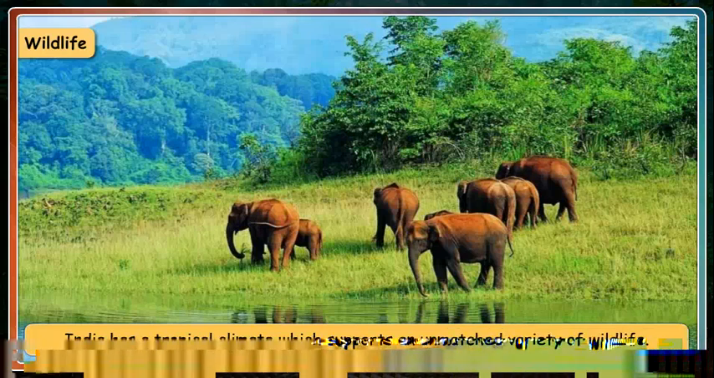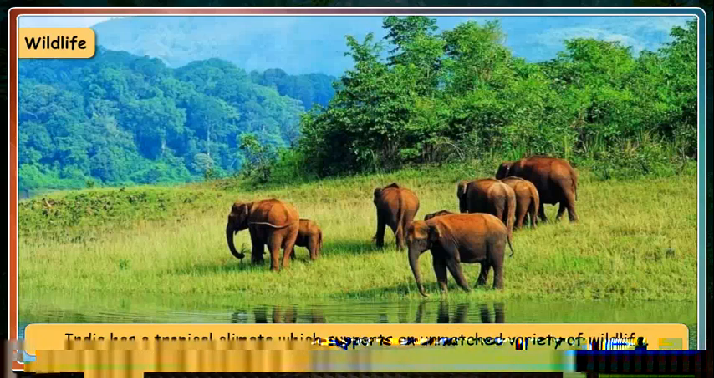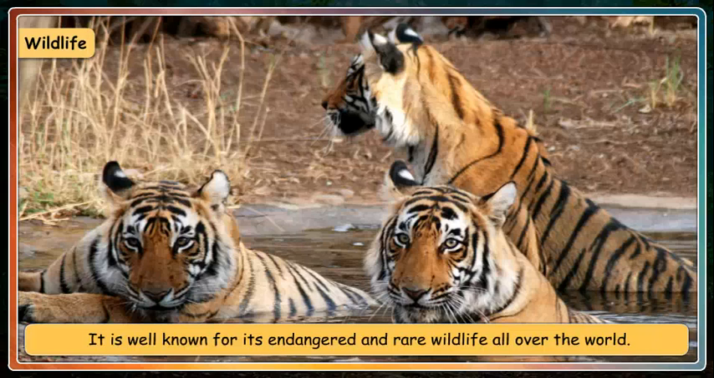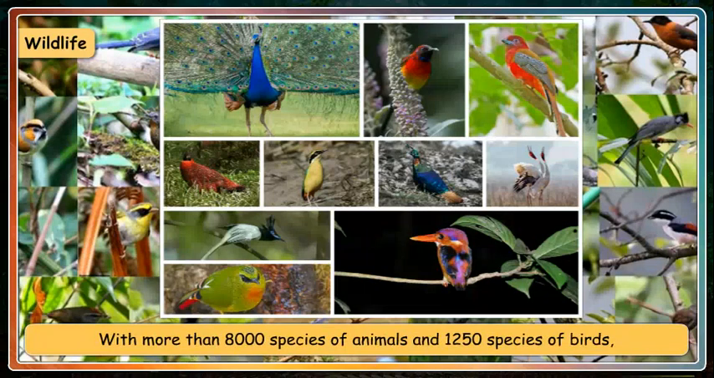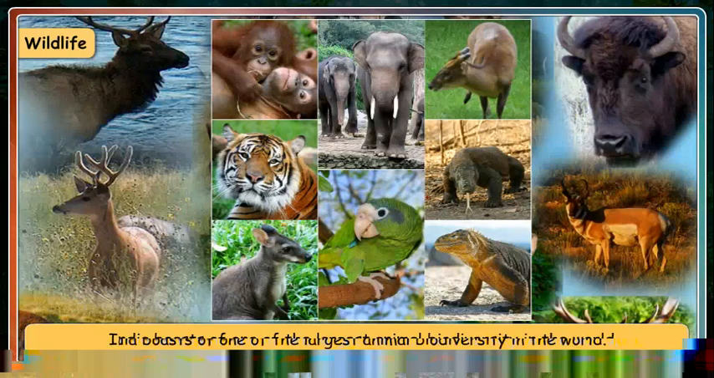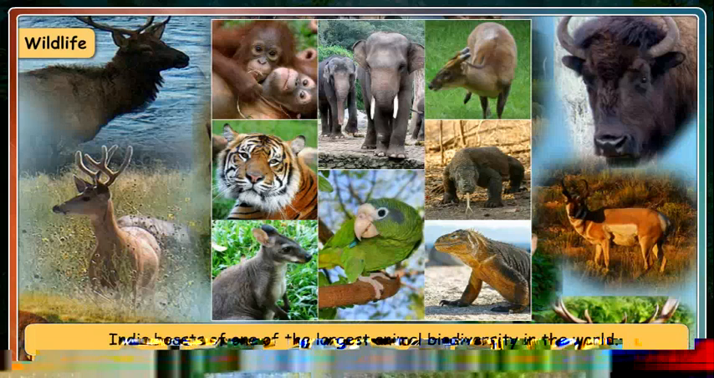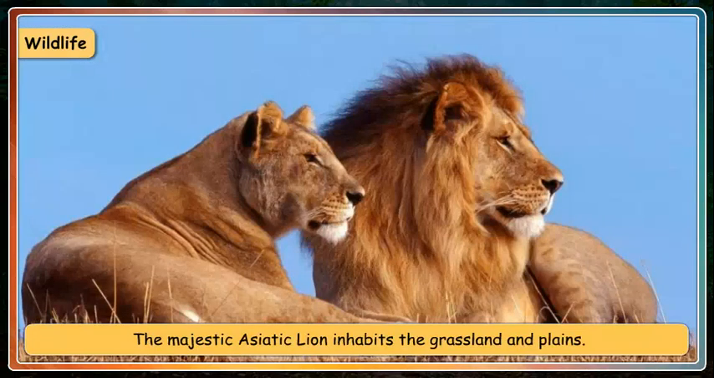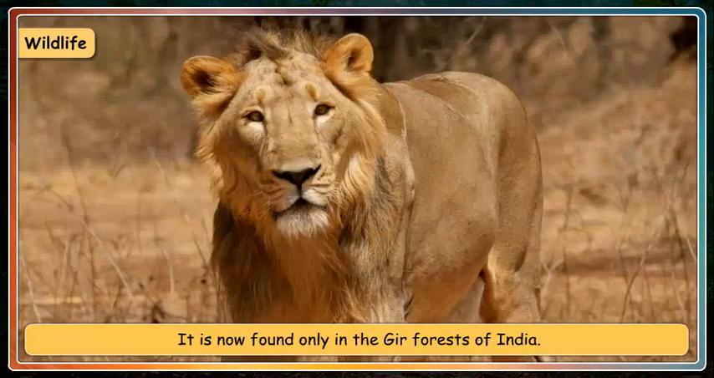Wildlife. India has a tropical climate which supports an unmatched variety of wildlife. It is well known for its endangered and rare wildlife all over the world. The Indian wildlife and vegetation is unique in its richness and diversity. With more than 8,000 species of animals and 1,250 species of birds, India boasts of one of the largest animal biodiversity in the world. Some of the animals found in India include the majestic Asiatic lion, which inhabits the grassland and plains. It is now found only in the Gir forests of India.